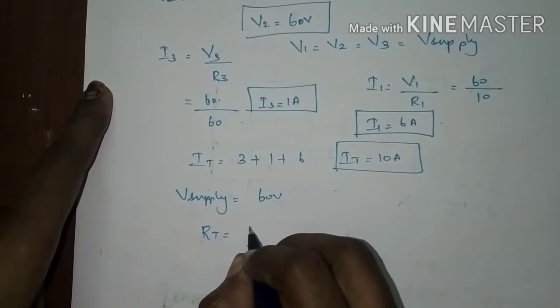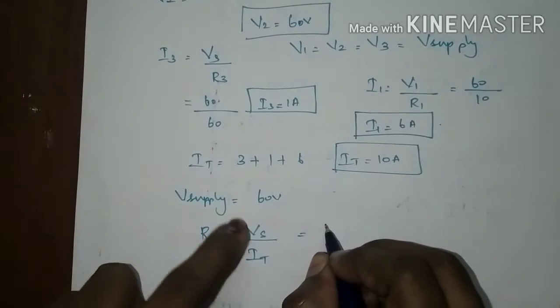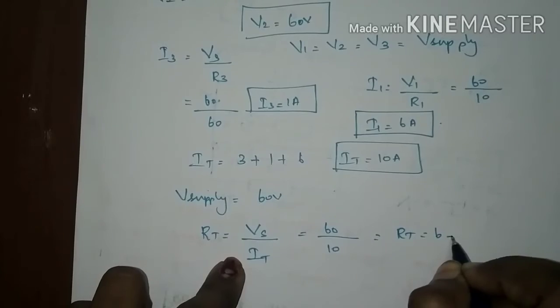Now we can find the total resistance value also. R total according to Ohm's law can be given by V by I, V supplied by I total. V supplied is 60 volt. I total is 10 ampere. So R total is 6 ohm.